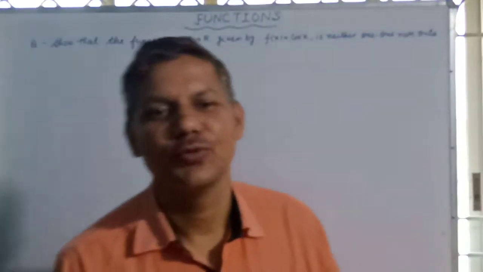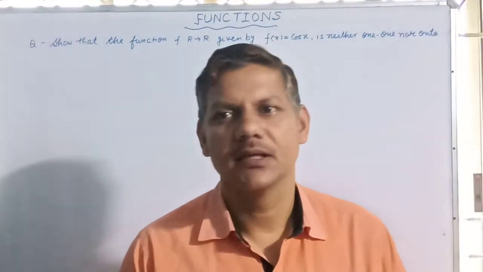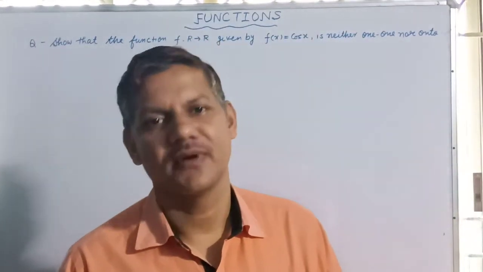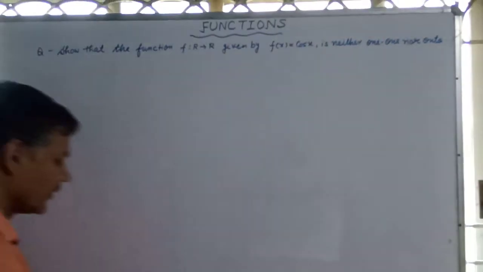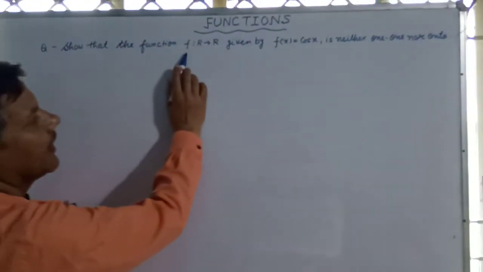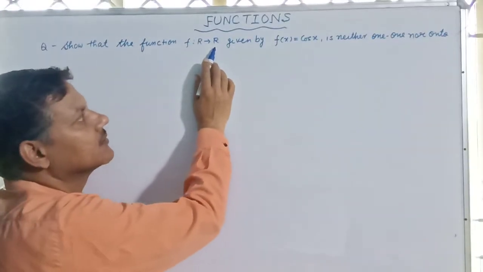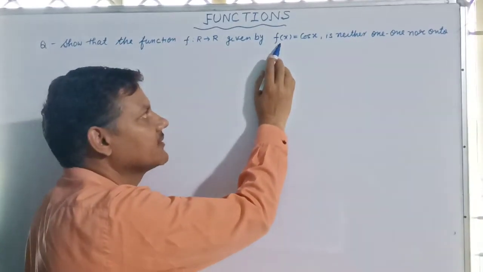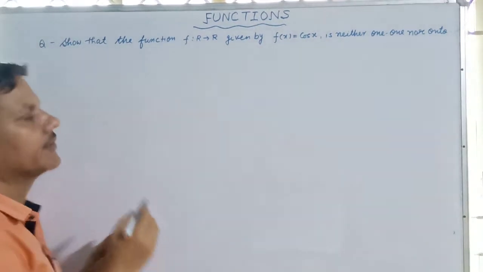Hello everyone. Today we are going to do some more questions on one-one and onto, taking examples of simple functions, which you already know. Now I start from the question: the function f from the set of real numbers to real numbers defined as f(x) = cos x is neither one-one nor onto.